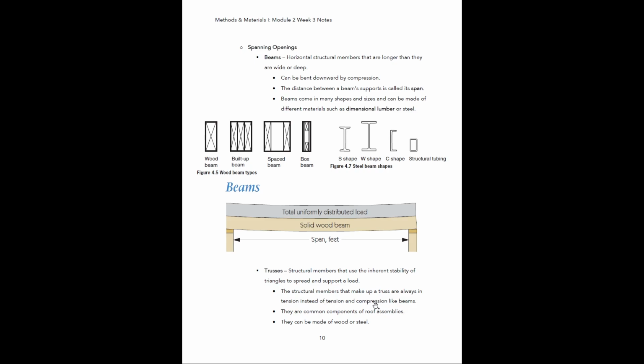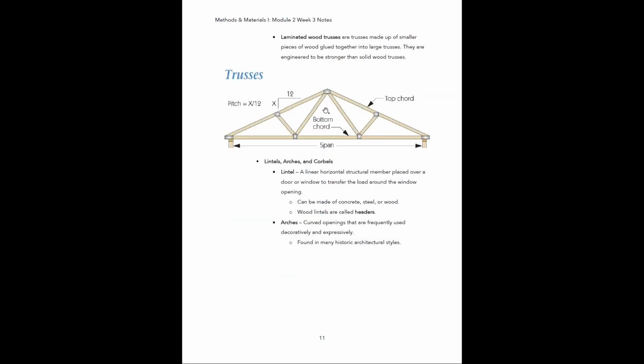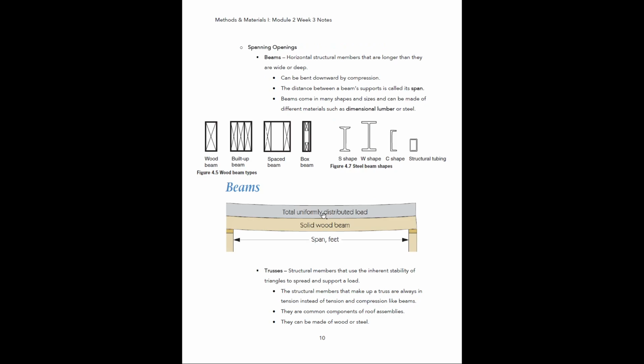Okay, so the way that trusses are engineered, I'm going to flash to this really quick. This is what I mean when I'm talking about a truss. They're engineered so that you have these angles, these triangles, and these are always holding the structure of the truss in tension. Okay, so unlike a beam that's being subjected to both tension and compression, they're only being subjected to tension. All right, which is a little bit better for the structure. It's a little bit more stable. They are common components of roof assemblies, and they can be made of wood or steel.